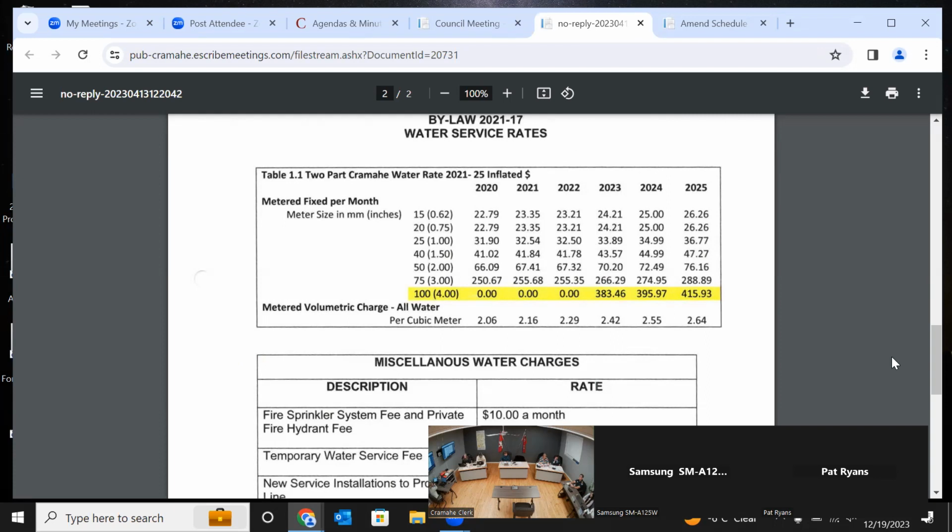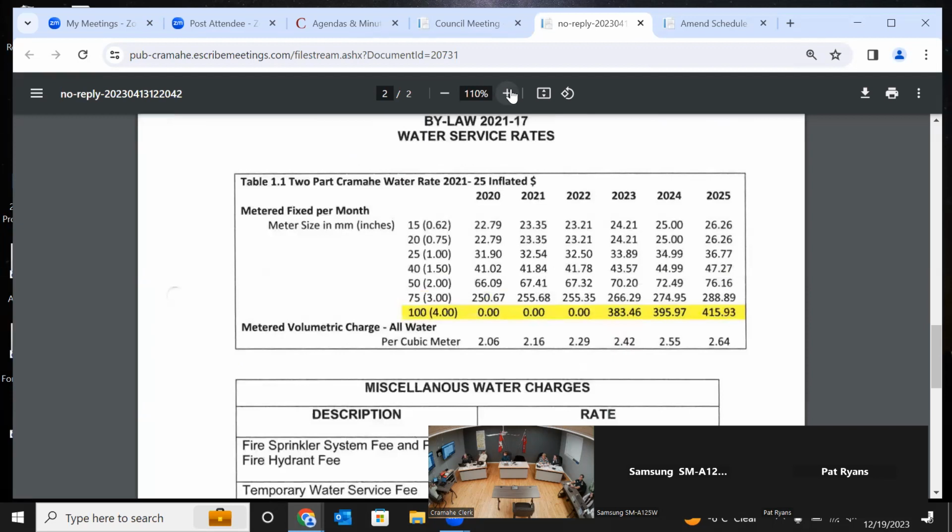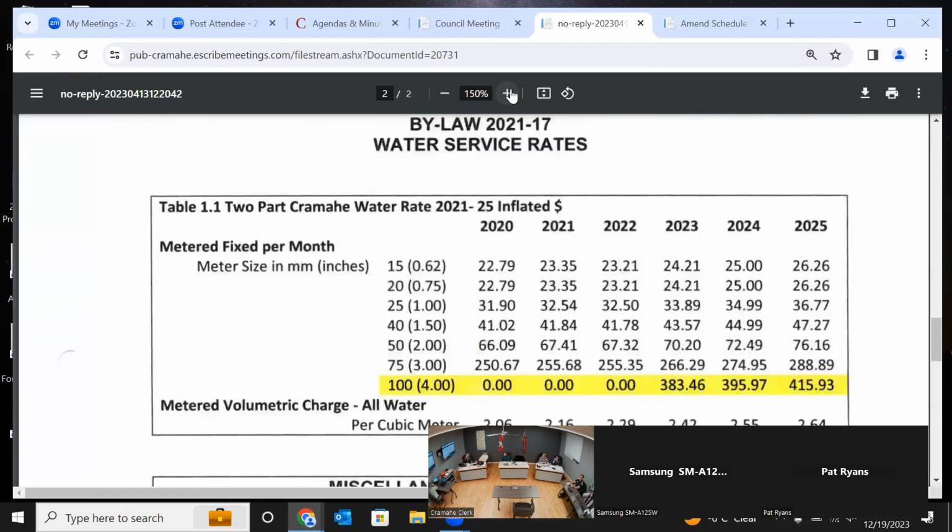It's on Schedule A. I'm looking at the water, it's up on the screen right there. If you can just make it bigger. So there are different meter sizes provided in the first column. So you see the 15-inch, the 20-inch, the 25. So if you look at the 15-inch and you look at the rate for 2023, it's $24.21 right now. It's going to $25 in 2024, effective January 1st. And if we look at the very bottom last line right there, that's your per cubic meter rate, which is changing from $2.42 to $2.55. And same idea for the wastewater.